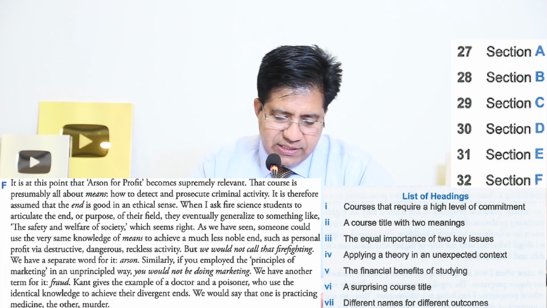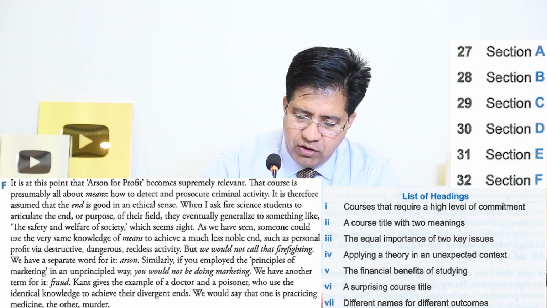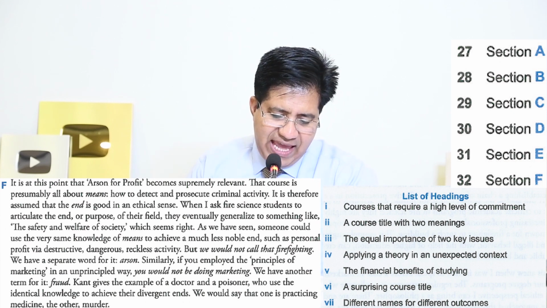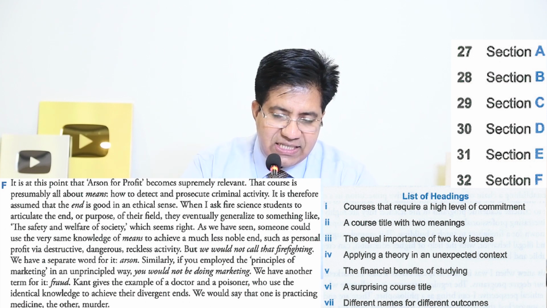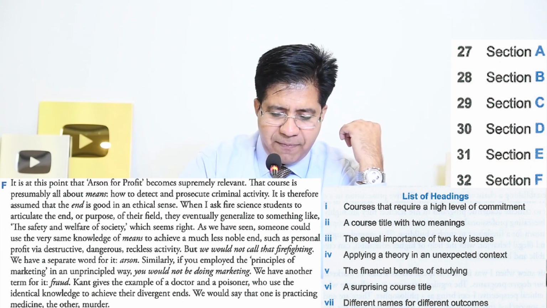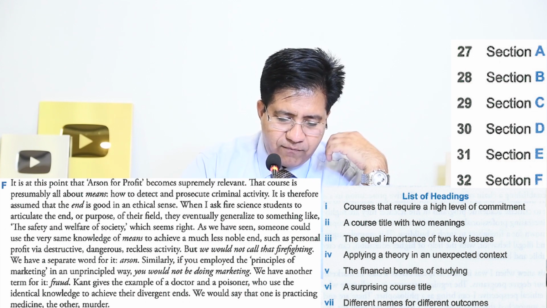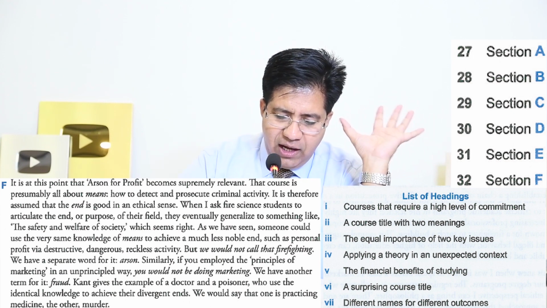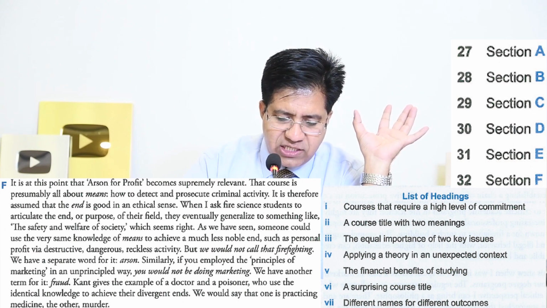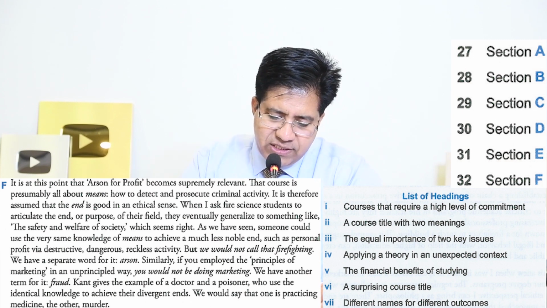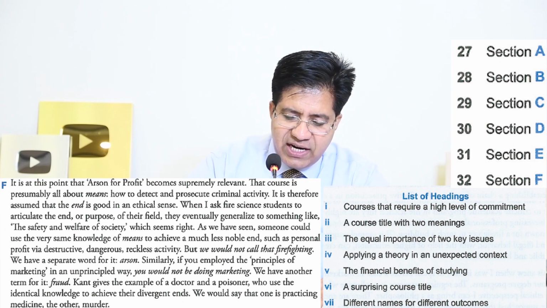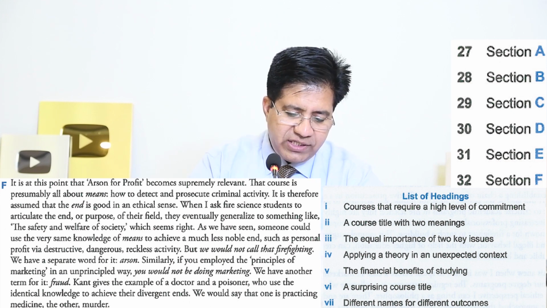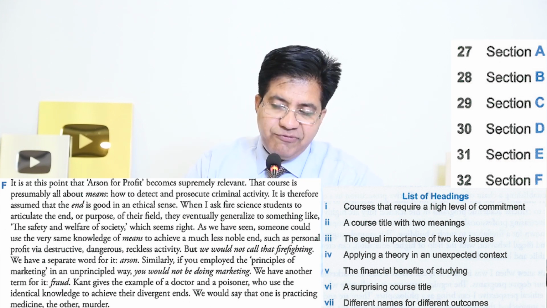Just focus on the words: they can use the same knowledge of means to achieve a much less noble end. Heading number 7, excellent. Different names of different outcomes. Now, where do they use the word outcomes? Yeah, they use the words to achieve a dash. To achieve means outcome of dash. And if you come towards the end, third last line, we have another term for it, fraud. Kant gives the example of a doctor and a poisoner who use the identical knowledge to achieve their divergent ends. We would say that one is practicing medicine and the other is murder. So what is that? Heading number 7, different names of different outcomes.